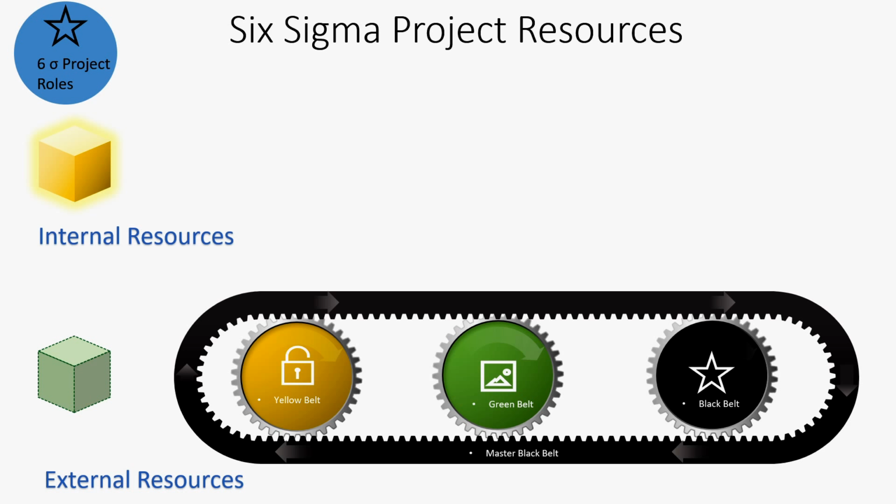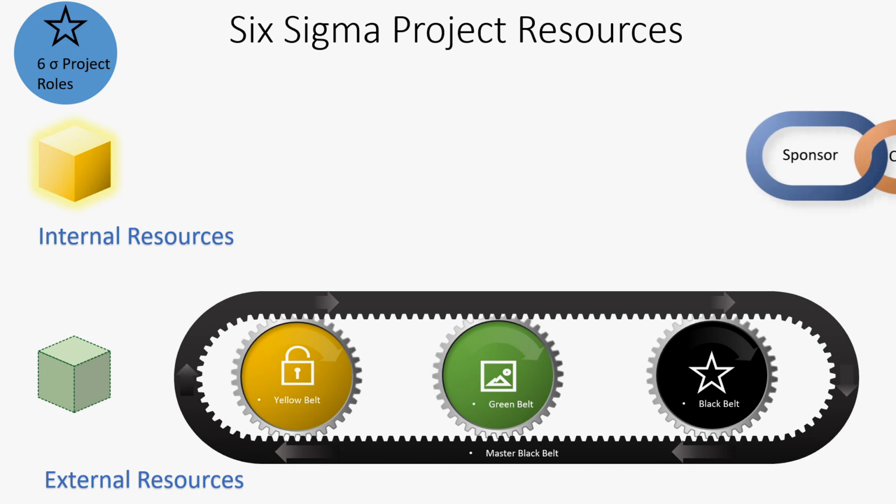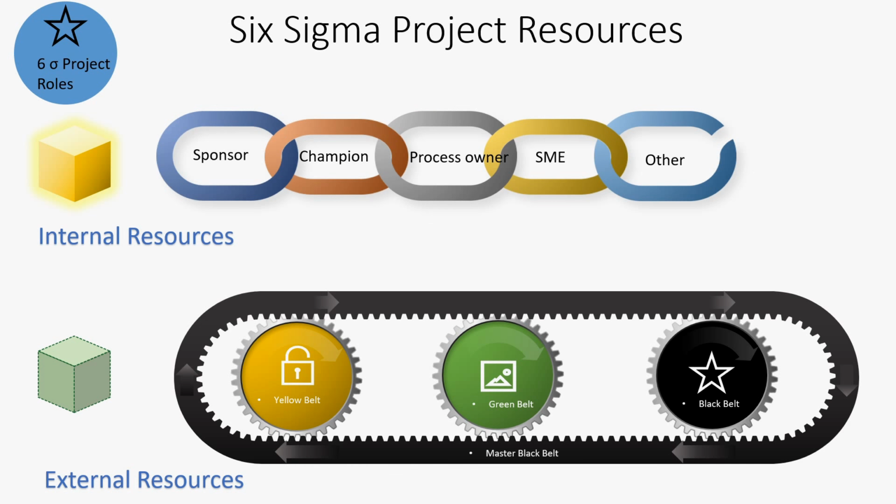It however cannot be emphasized enough that the green belts, black belts and master black belts should be bedrock solid in the domain that is being serviced. The internal resources, on the other hand, are expected to have a strong functional expertise for the area where the project is targeted. Typically the roles that are involved within these internal resources will be sponsor, champion, process owner, and the subject matter experts.